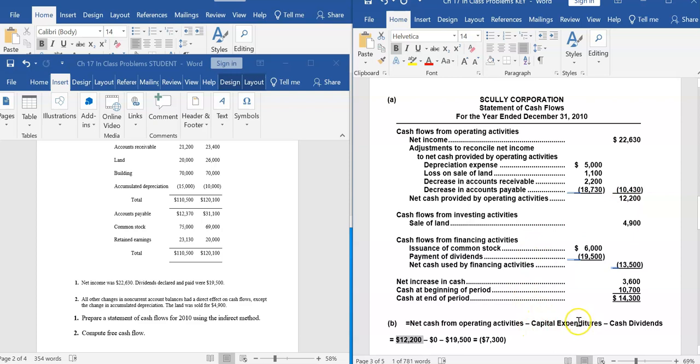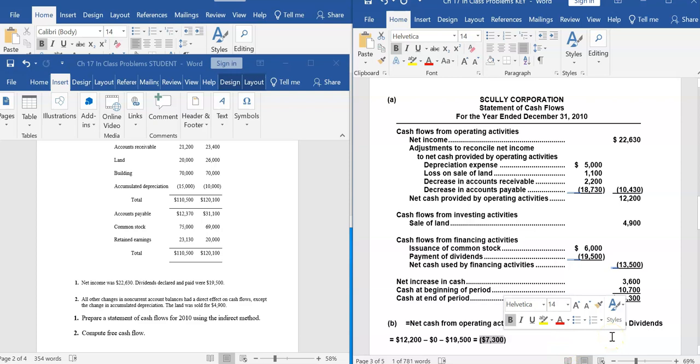Capital expenditures means amounts that we spent on buying property, plant, and equipment. And we didn't buy any property, plant, or equipment, but we did pay some dividends. So we subtract out the dividends. So overall, we had a free negative cash flow of $7,300.